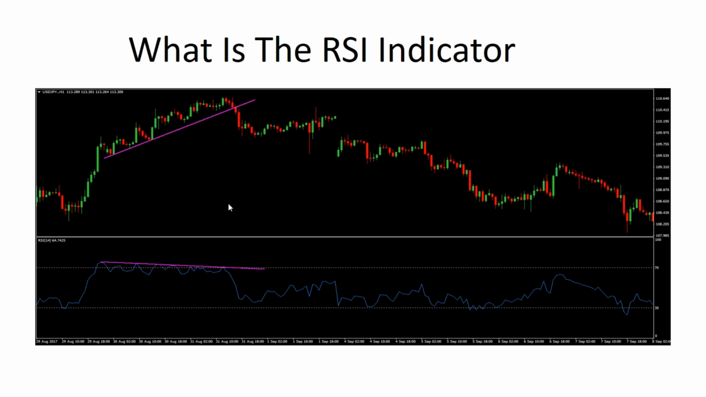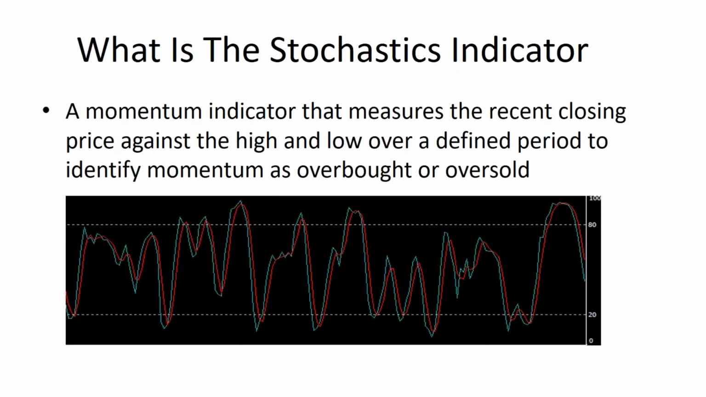So let's move on to our next indicator then, which is the stochastics indicator. And again, like the RSI indicator, this is a momentum measurement which finds entry points where momentum is overstretched and price is vulnerable to reversal. This indicator measures the relationship between price and the high and low of a range over a certain look back period. So again, it's identifying momentum as either overbought or oversold.